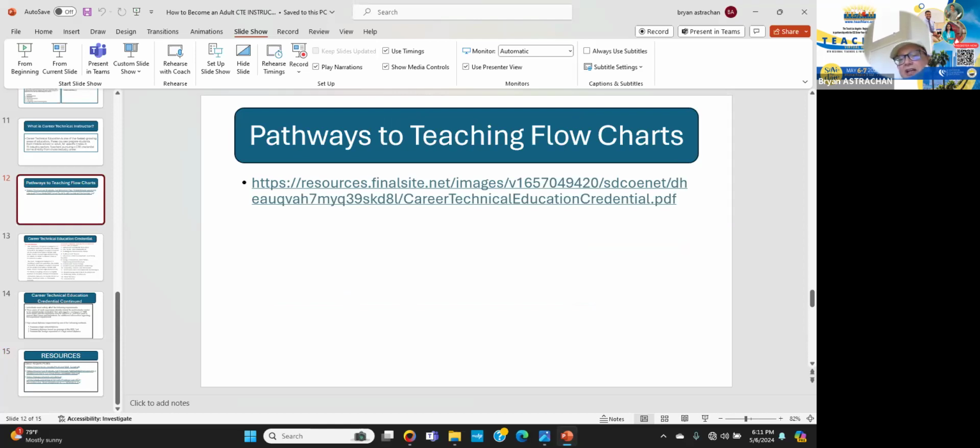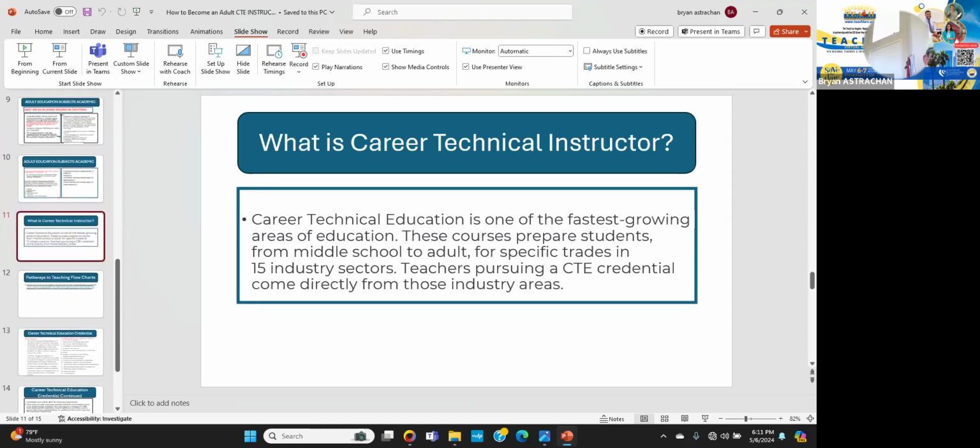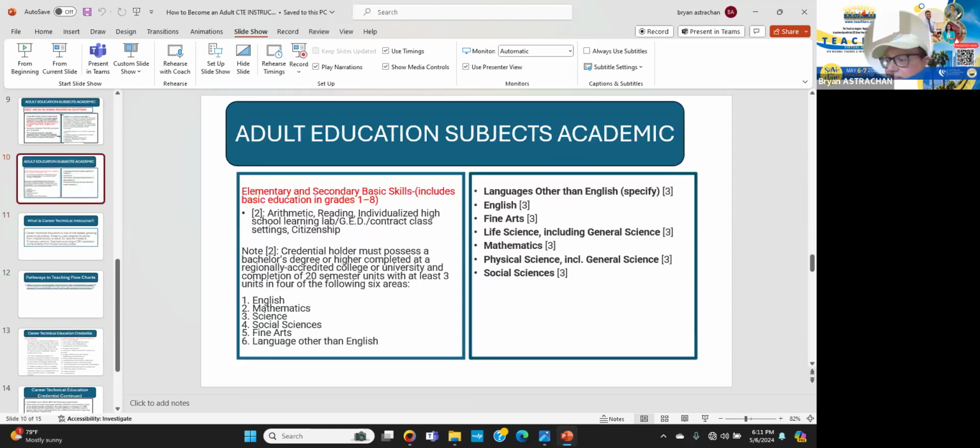They may ask you to get what we call an added authorization on your credential so that you can teach something else, which will then allow you to maintain your position and hopefully be part or full time. And that was the other question that I see here. Yes, unfortunately, most of the adult ed and CTE positions are part time when you first start out.